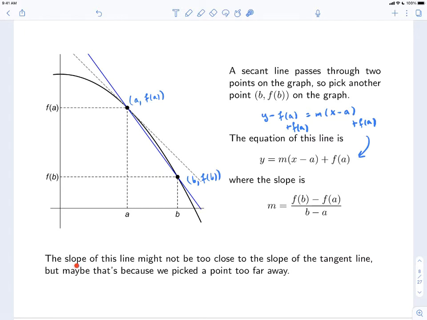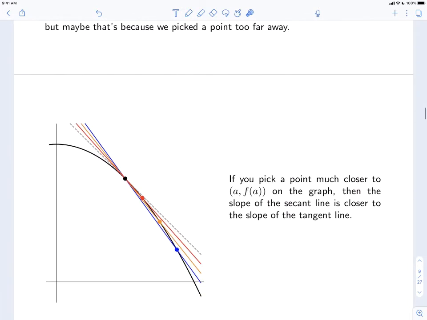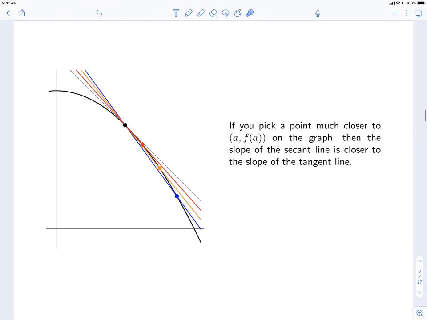In this case, the slope might not be too close to the slope of the tangent line, but maybe that's because we picked a point that was just simply too far away from our original point. If you pick a point that's much closer on the graph, then the slope of the secant line is closer to the slope of the tangent line.